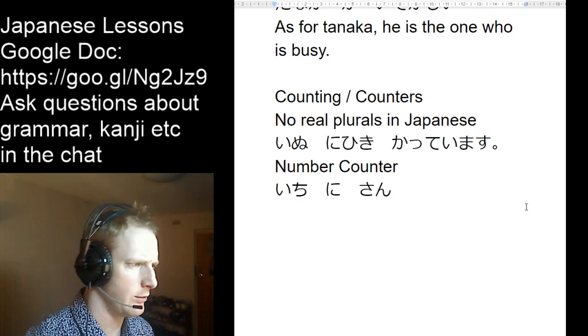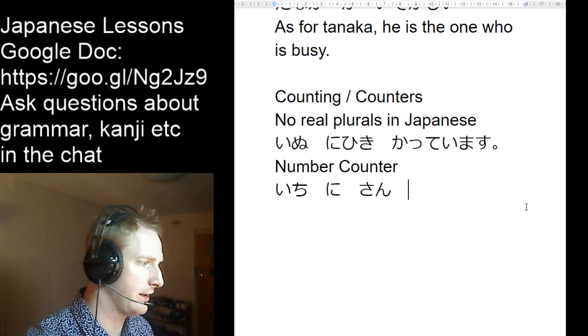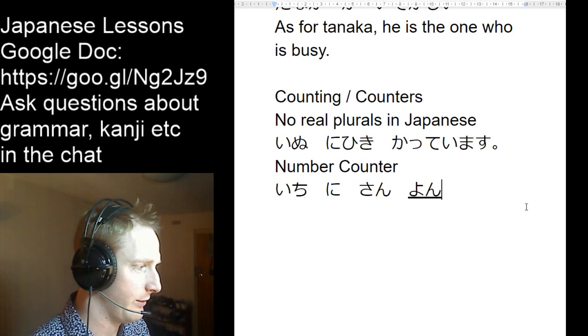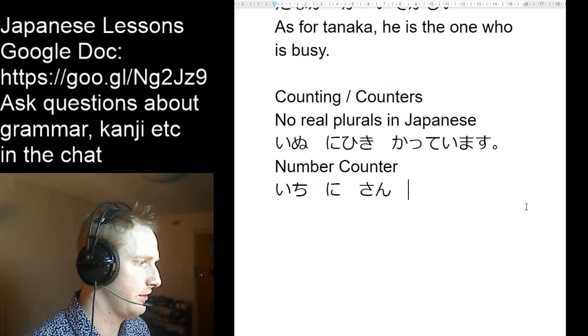It's unlike some other languages I've dabbled in, like French, which I found the counting a little bit difficult sometimes. But I didn't spend much time on French. So, san, ji, go.